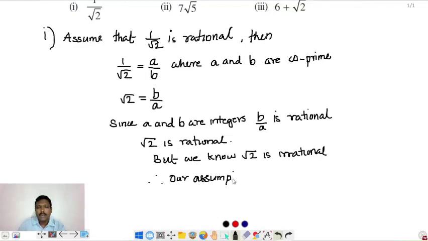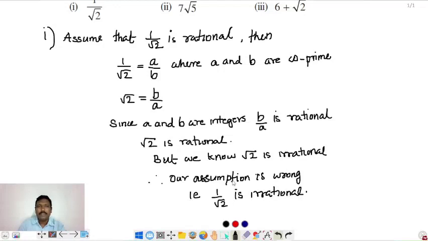Therefore our assumption is wrong. That is, this 1 by root 2 is irrational. It is not a rational number. It is irrational.